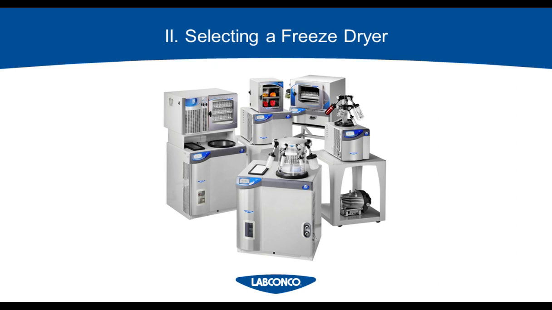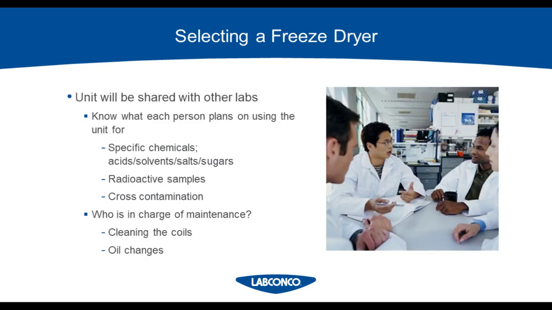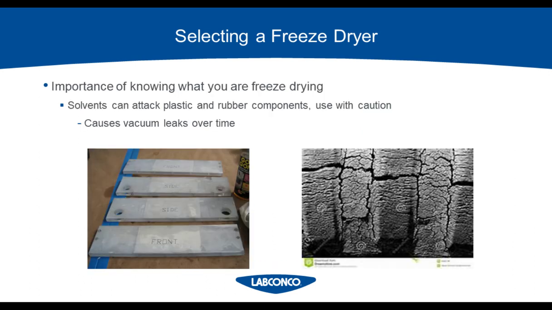Next, I'm going to talk about selecting a freeze dryer that meets the needs of your lab. The first thing you'll want to think about is who all will be using the freeze dryer. Is this purchased just for your lab, or will multiple groups be using the freeze dryer? Find out what kind of samples each person plans to use for the unit, looking at the types of solvents and acids that make up their samples. Also determine who will be responsible for maintenance, such as cleaning the coils and performing oil changes on the vacuum pump. This will help to keep your freeze dryer and vacuum pump in optimal working condition.